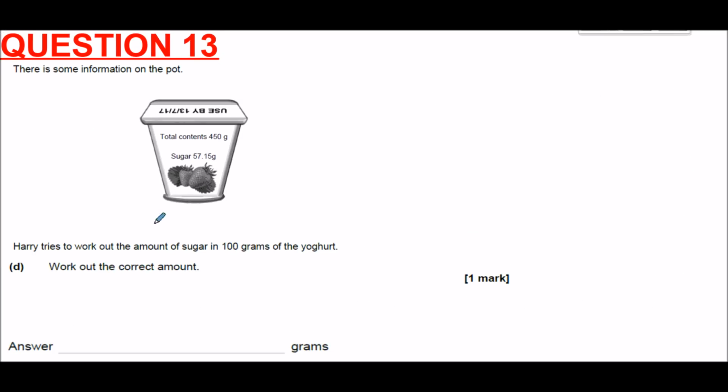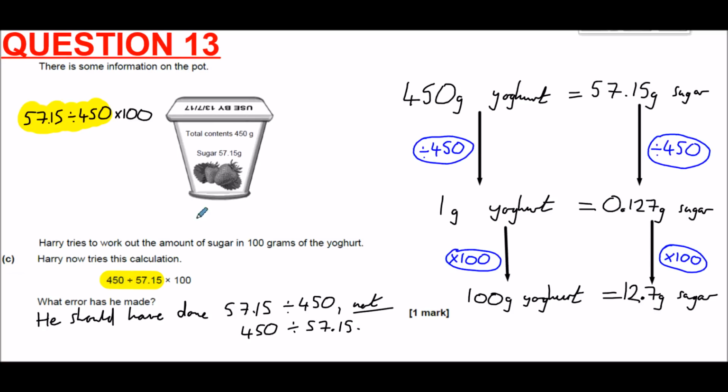Now part D says work out the correct amount, which we've already done. Well, I've already done it in part C. So it'll be 12.7 grams of sugar in the complete yogurt, sorry, in the 100 grams of yogurt. So we just need to write that down.